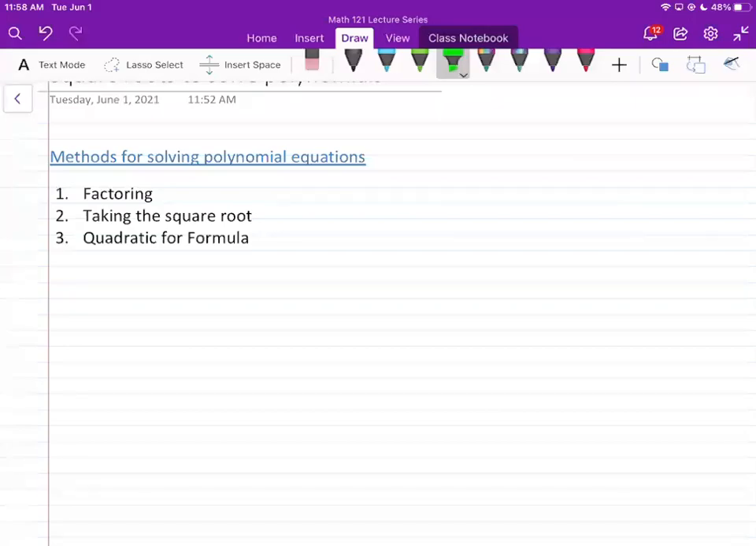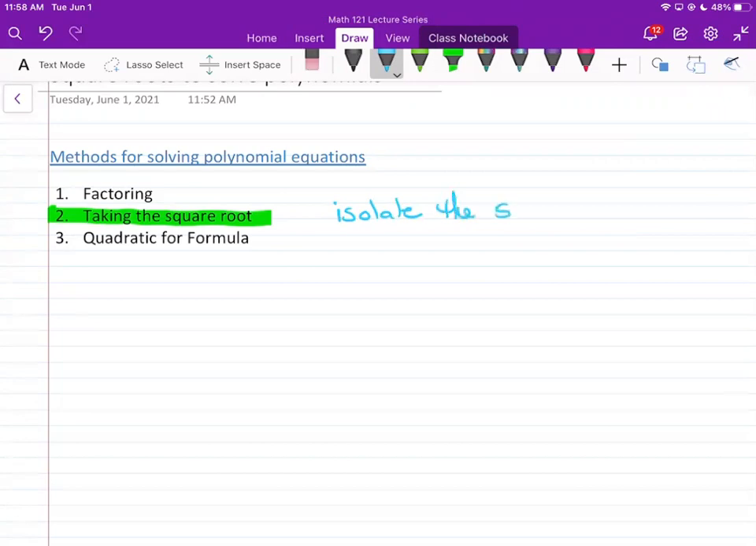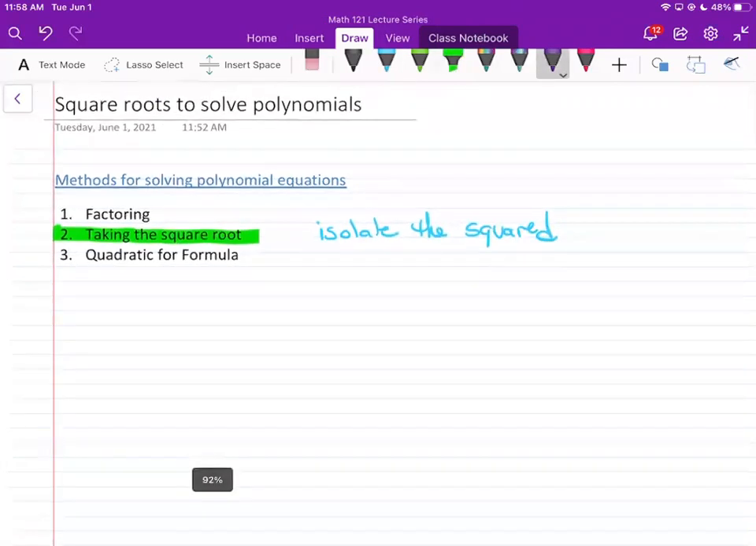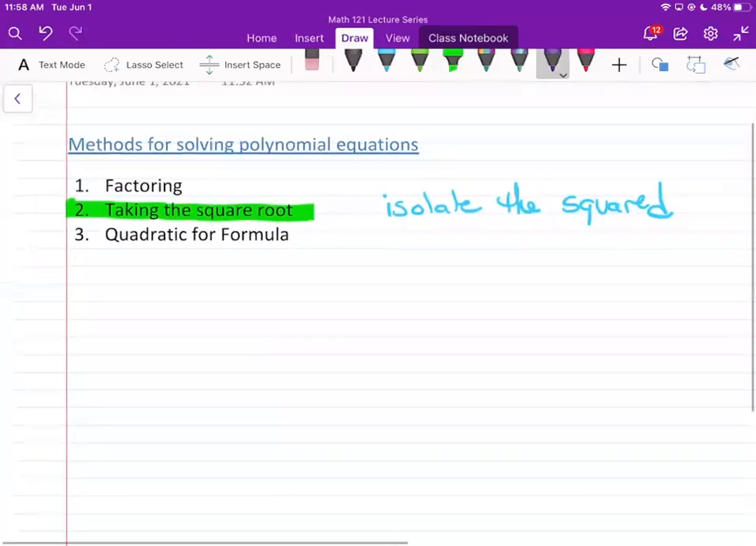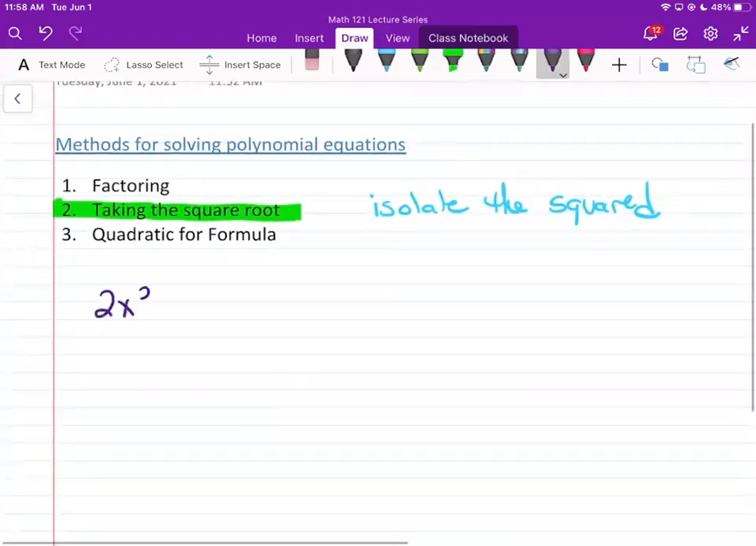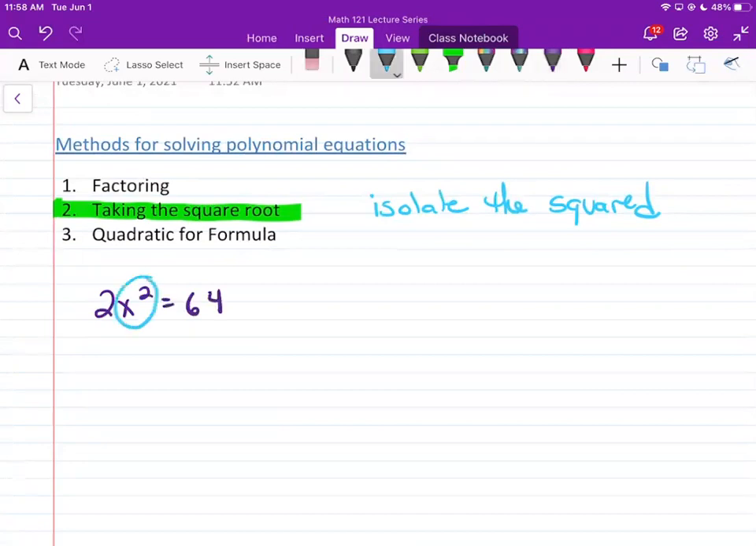The second method for solving quadratic polynomial equations we're going to look at is taking the square root. The key for solving quadratics using the square root is to isolate the squared term. Let's first look at an example such as 2x squared equals 64. This is my squared term, so I want to isolate that.